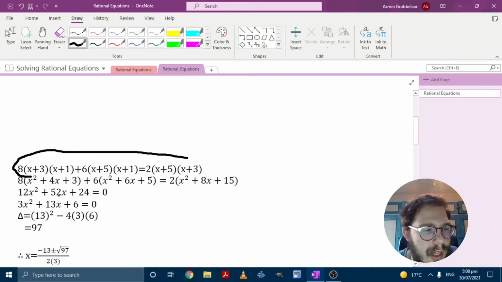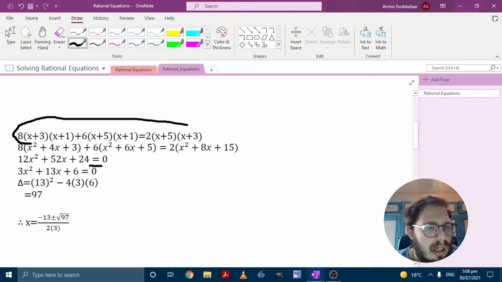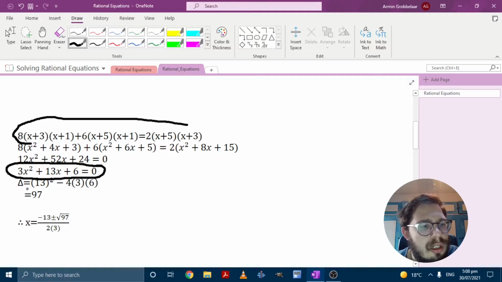So if I multiply that out and take everything to the one side, then I'm left with 12x squared plus 52x plus 24 is equal to 0. Then I can divide by 4, and I'm left with 3x squared plus 13x plus 6 is equal to 0. Now I can't really see easy terms to factorize this equation, so I'm going to work out the discriminant. It's 13 squared minus 4 times 3 times 6, which is 97.